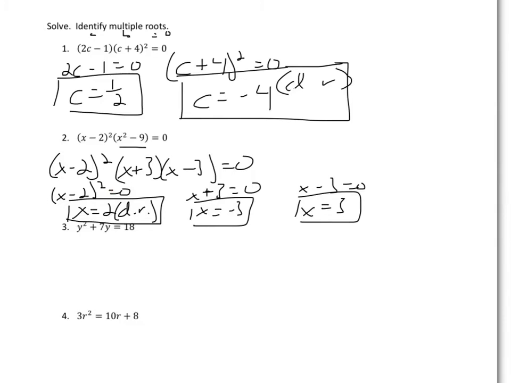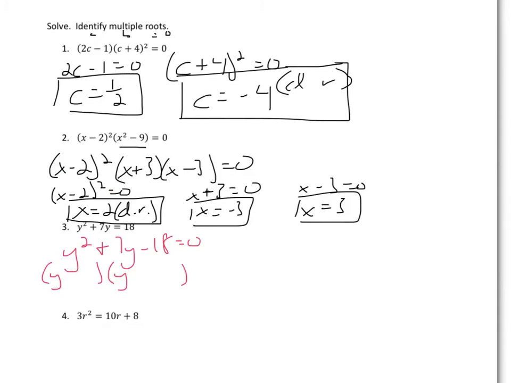Number 3 here. Okay, so we've got y squared plus 7y equals 18. Now we're going to have to start actually working from the beginning and doing the factoring on our own. So you want to get everything to the left, set it equal to 0, so y squared plus 7y minus 18 equals 0. The next step from there is to do our factoring. Got y in there, y in here. Now we need to multiply to -18 and add to positive 7.